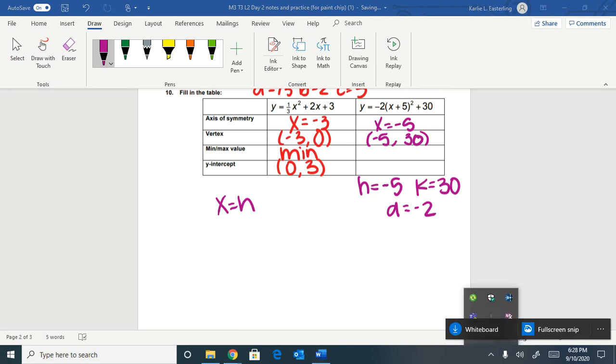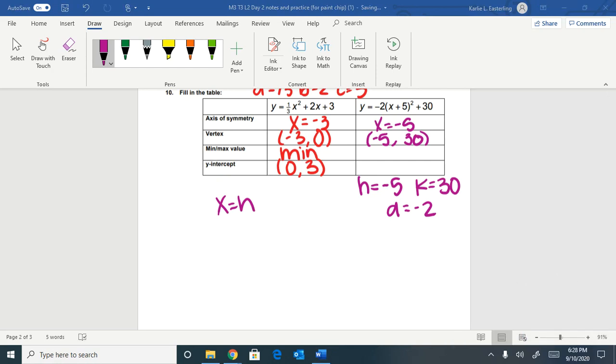Because we have a negative a value, we are going to have a maximum here, because our graph is opening down because of that negative value.